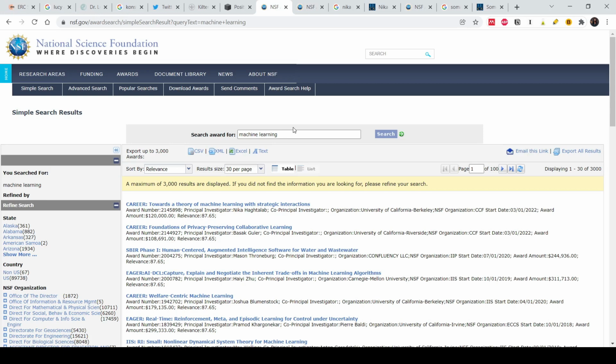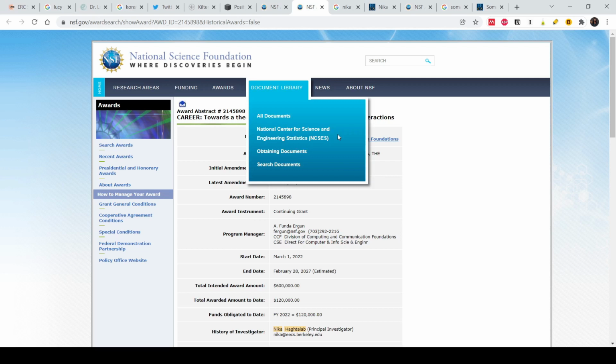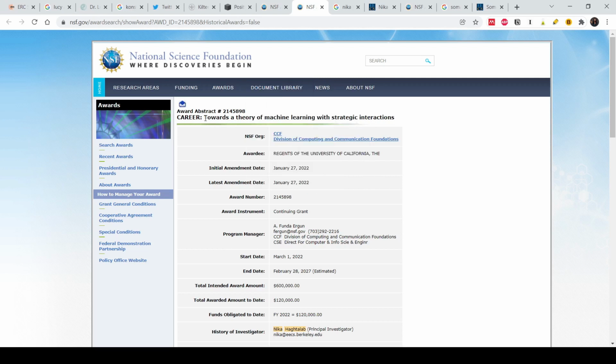Just play around with this. So I'm going to choose the first one, which I've already opened. So this is what it's about. The objective is towards a theory of machine learning with strategic interaction. Actually, I can't say there is so much information, but what you actually need are some of the things that are very important. The start date, the end date.